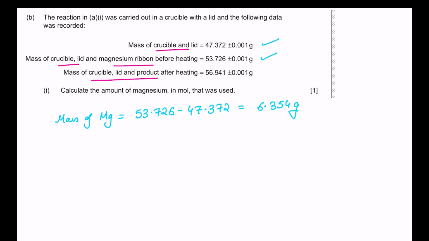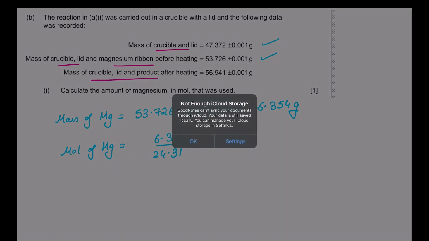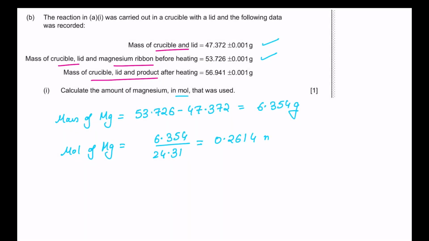Now that's the mass of magnesium that we have to find in moles. So moles of magnesium will be, we have to divide the mass with the molar mass, right? So 6.354 divided by 24.31. This will give me 0.2614. Sorry for that. Yeah, 0.2614 mole. And that will be the final answer to this part of this question.